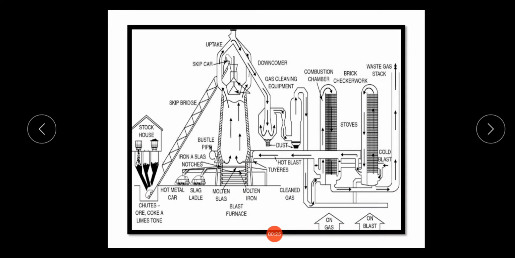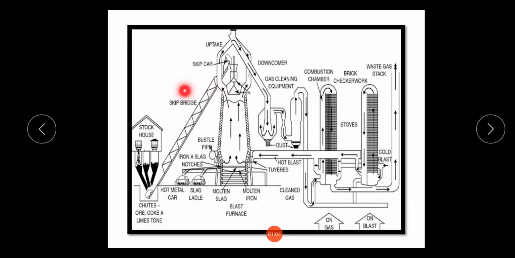First we learn the filling operation in detail. This is the stock house, this is the skip car, this is the skip bridge, and this is the hopper. The agglomerated ore and coke is stored in the stock house, and from the stock house to the blast furnace, the skip car transports the charge by using the skip bridge path.